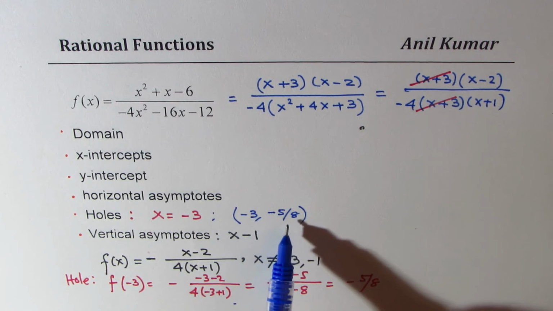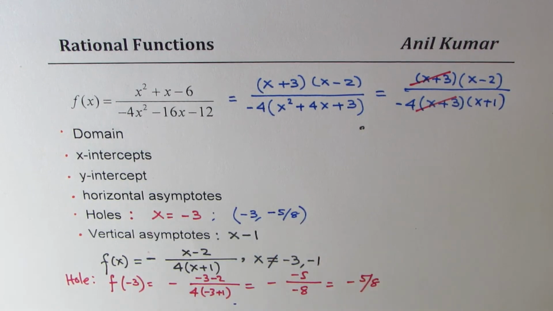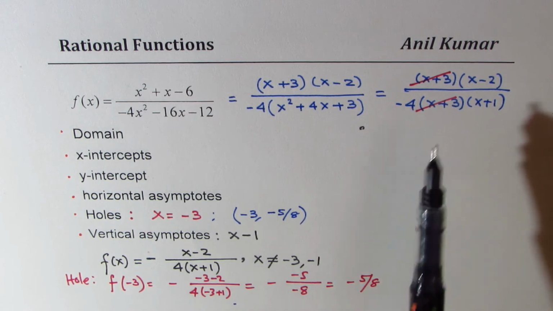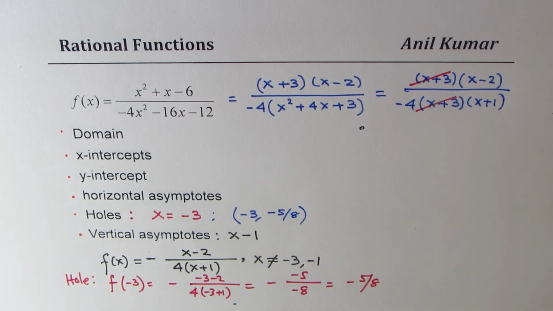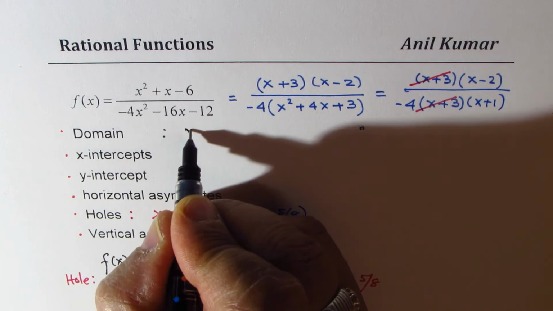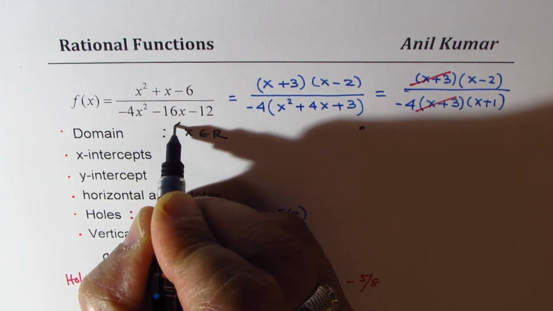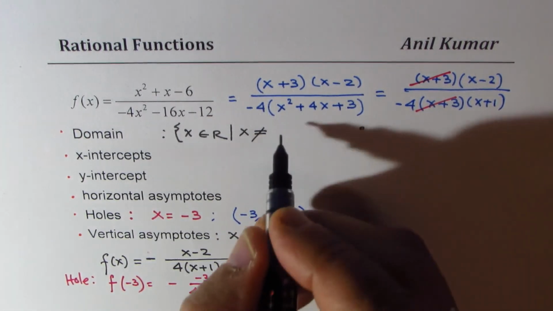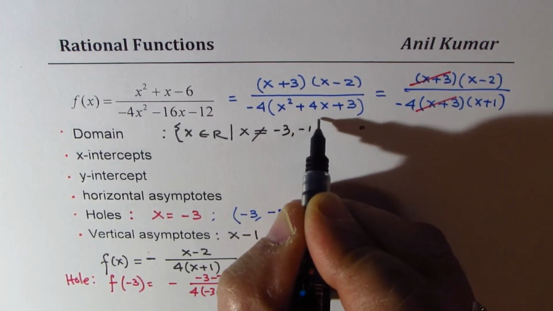So it is important to find y also. That's what I'm trying to say. Now, the domain clearly takes care of both the restrictions. So for the domain, we can write x belongs to real numbers, where x is not equal to these two points, minus 3 and minus 1.